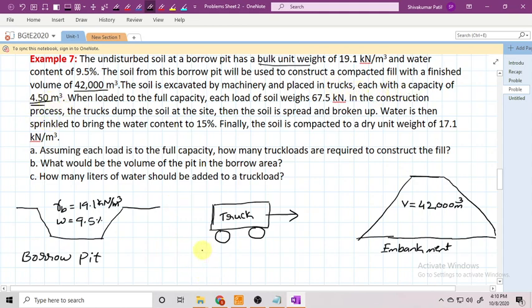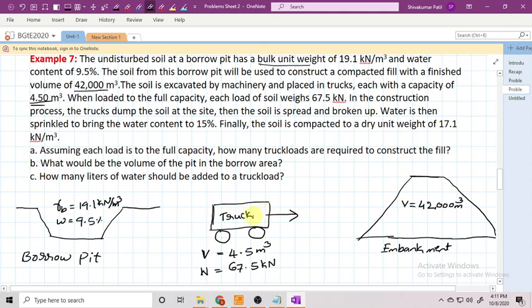So the soil excavated by machinery is placed in trucks, each with a capacity of 4.5 cubic meter. The volume of soil placed in the truck is equal to 4.5 cubic meter. When loaded to full capacity, each load of soil weighs 67.5 kilonewton. So what is the weight of soil? 67.5 kilonewton.